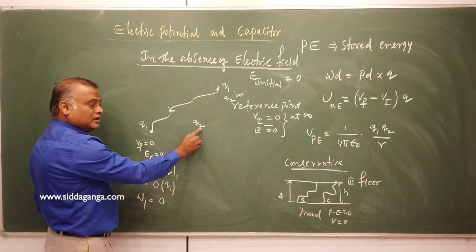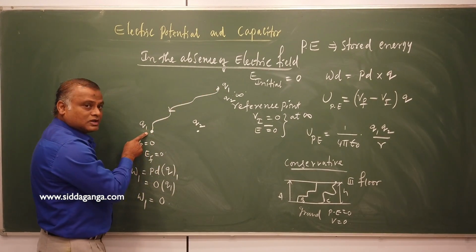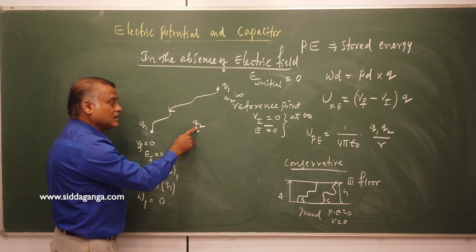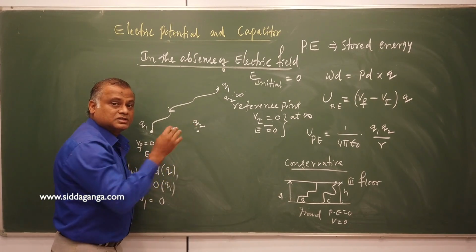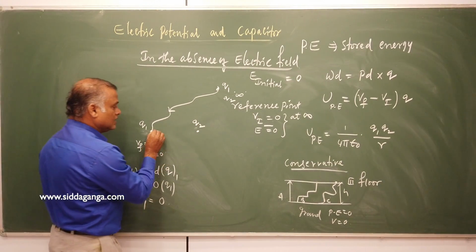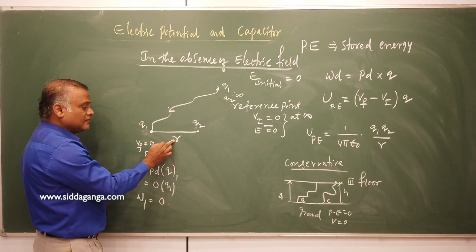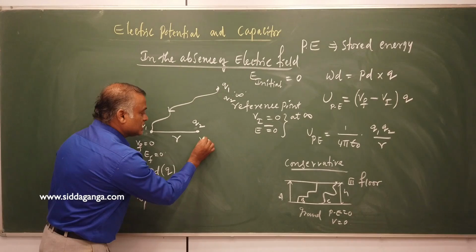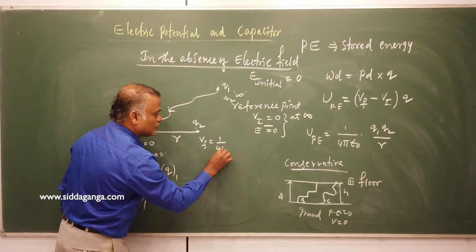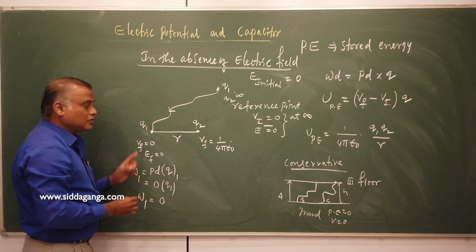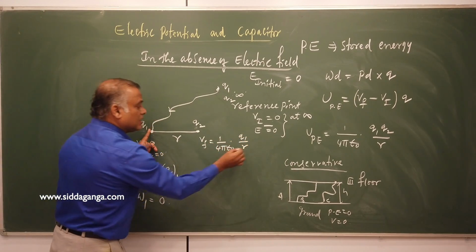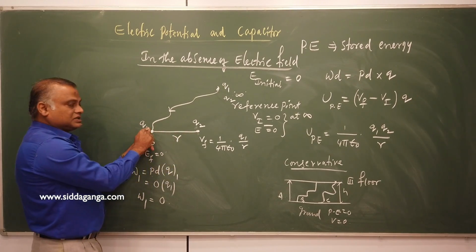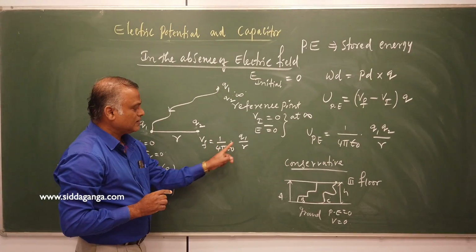Now tell me, for bringing Q1 initially no one was there. So electric field is 0, potential is 0, therefore work done is 0. Do you feel that Q2 is also experiencing no work? No, because at a distance say R from Q1, is potential at this point 0? No. Potential at this point becomes how much? 1 by 4 pi epsilon naught. Don't write Q2. Q1 divided by R. By the formula, potential at this point because of this charge, what is the formula? 1 by 4 pi epsilon naught Q1 by R.